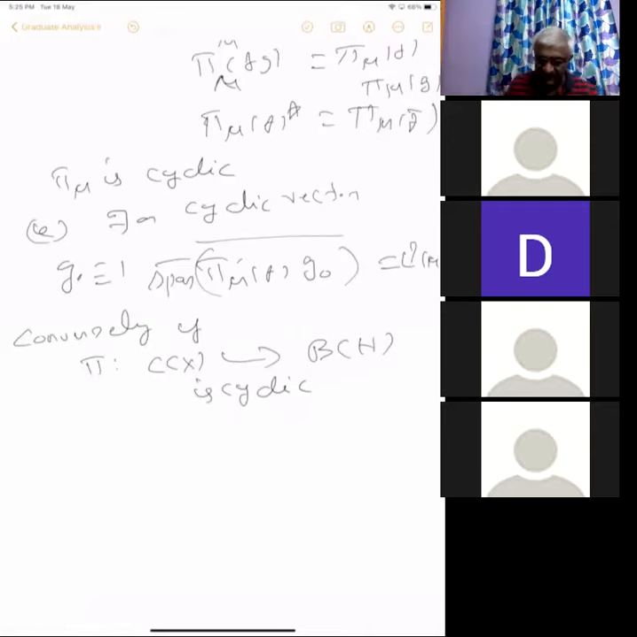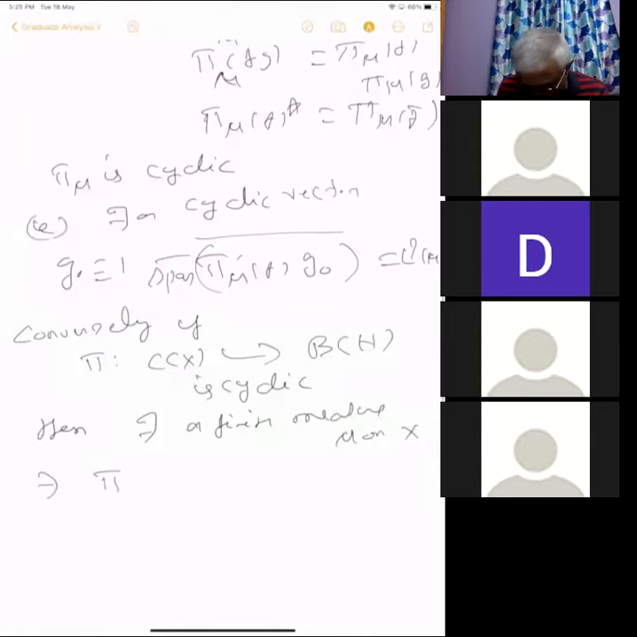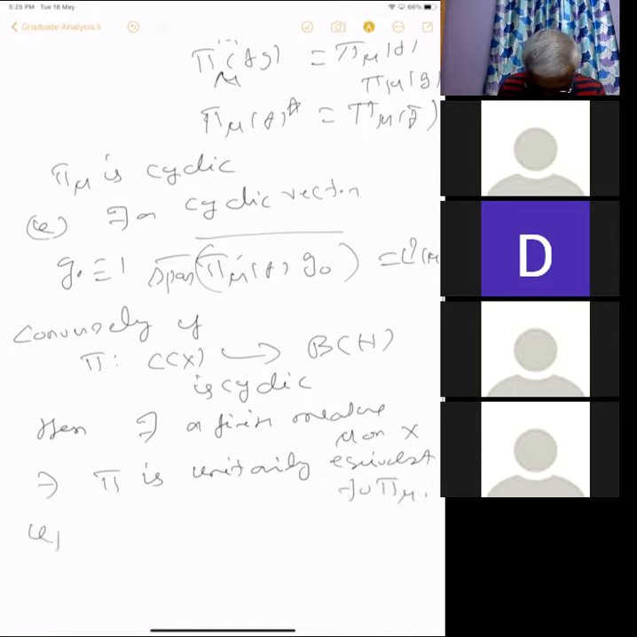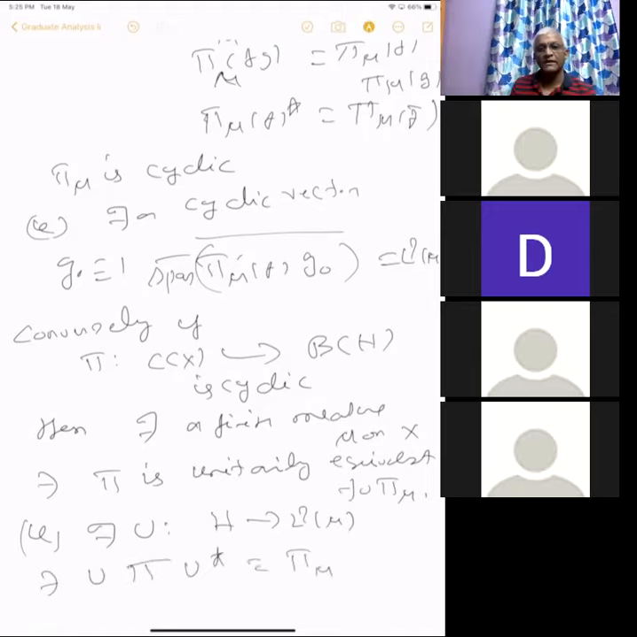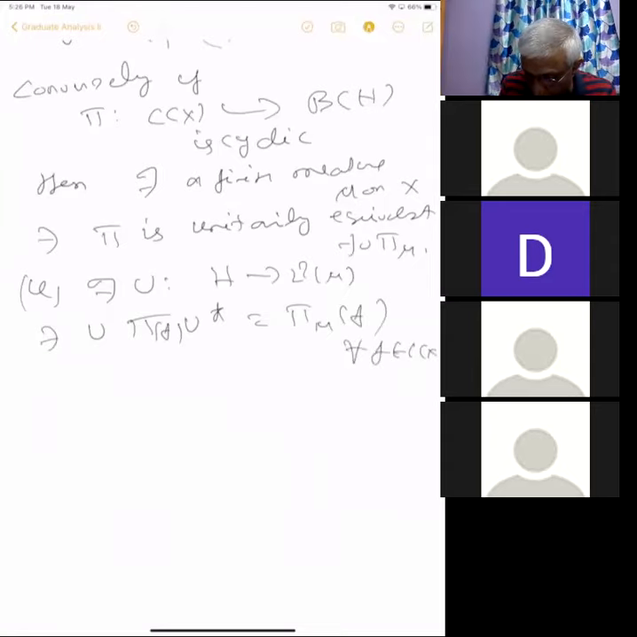But here, conversely, if we have a representation pi which is cyclic, then using the Riesz representation, there exists a finite measure mu on X such that pi is unitarily equivalent to pi mu. That is, there exists a unitary u from H to L2 mu such that u star pi u is equal to pi. Okay, so this is the converse.